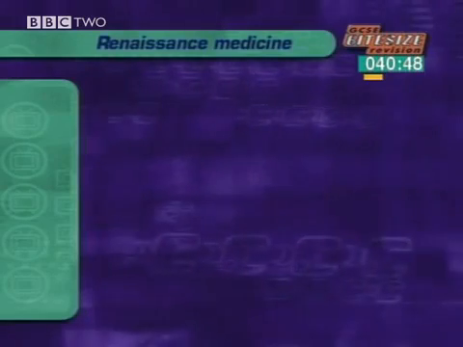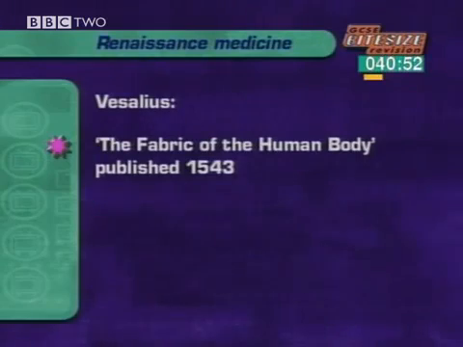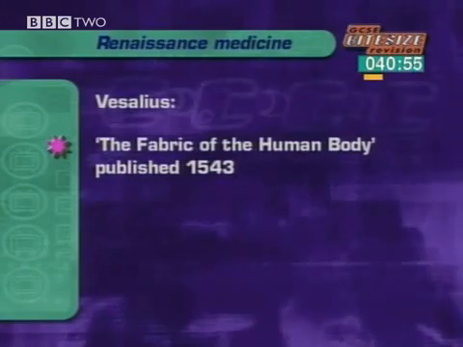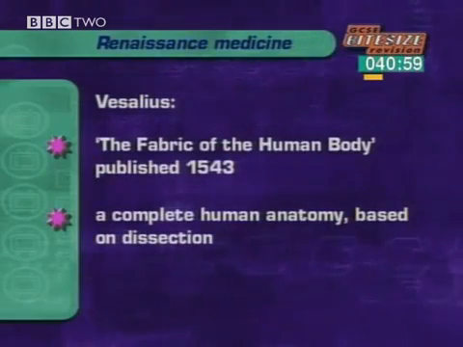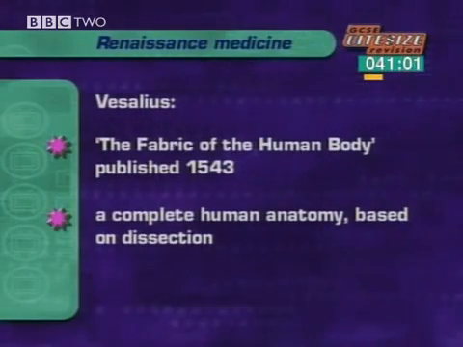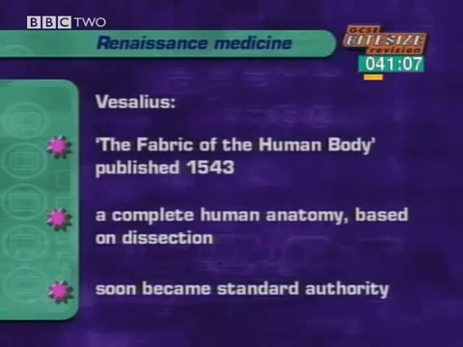Here are the main points you should have noted down. Vesalius's great book, The Fabric of the Human Body, was published in 1543. It was a complete human anatomy based on dissection dealing with the entire body. As a printed book, it became a standard authority and was soon available in every medical school in Europe.